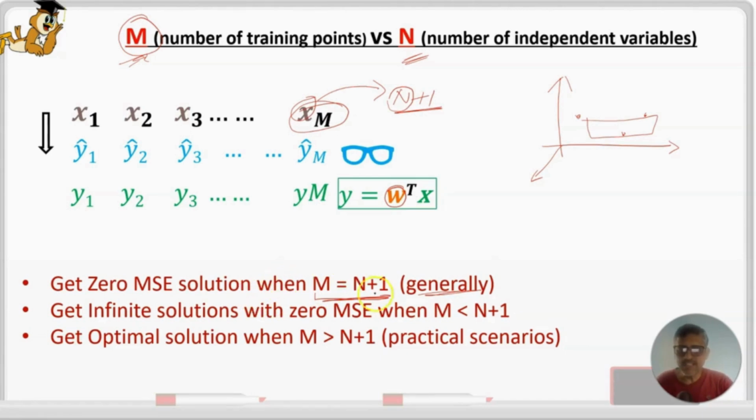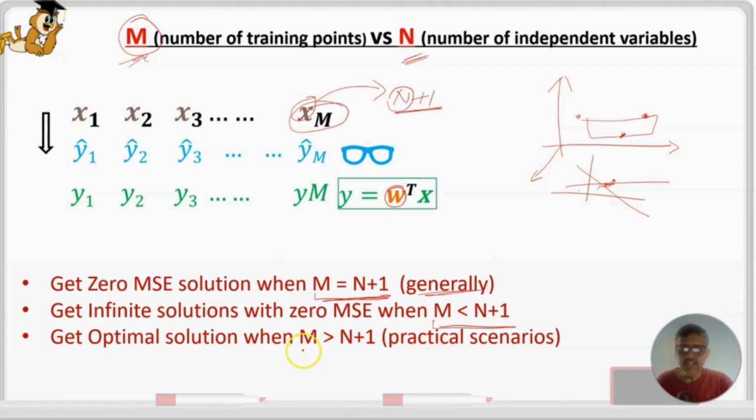So when m is less than n plus 1, you would get an infinite number of solutions with zero MSE. In this case, for example, in 3 dimensions, if you were given 2 points, you can find an infinite number of planes that pass through those 2 points, right? Or in the case of just a plane, if you were given 1 point, m less than n plus 1, you would be able to find an infinite number of lines that pass through this 1 point, right? So each of those would represent a solution with zero MSE.